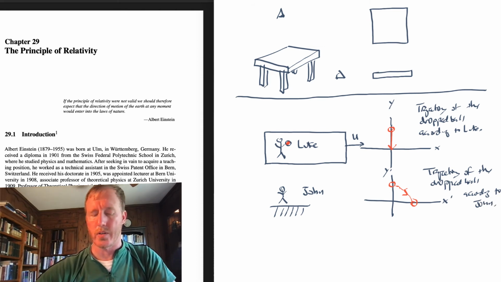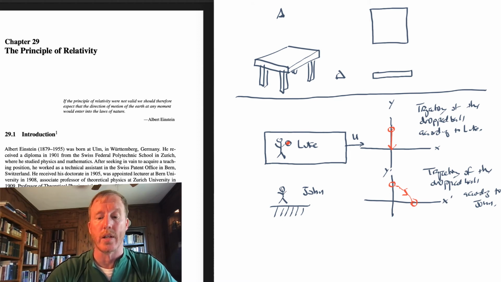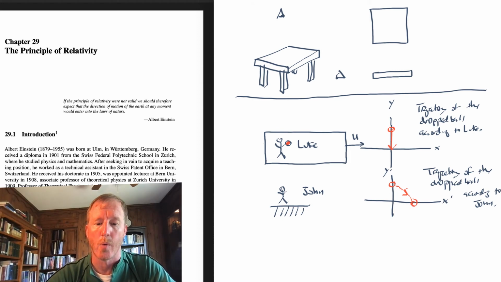Okay, so once again, Luke on the train reports a linear trajectory of the dropped ball, whereas John, watching the train race past at speed u, reports a parabolic trajectory of the dropped ball. Now, here's the question I want to ask. Which of these observers sees the true trajectory of the ball? Your answer might depend on whether or not you believe there is an absolute frame of reference or absolute space. Remember, we came across this idea in the work of Newton.